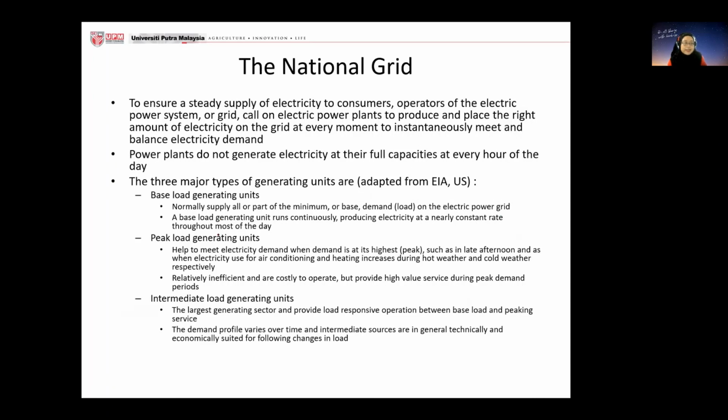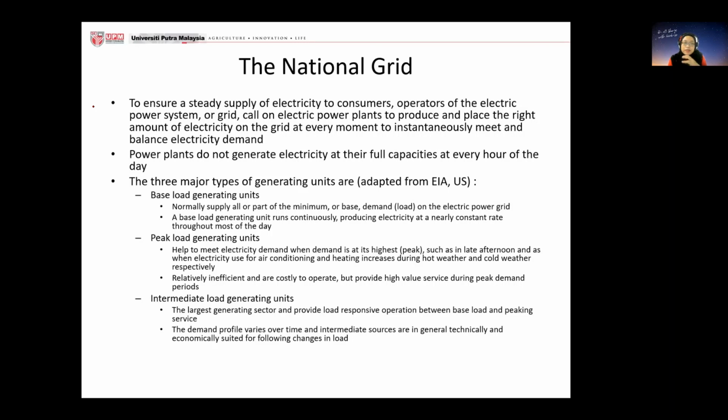So the national grid is our version of the grid, okay? And of course, the objective is to ensure a steady supply of electricity to consumers. Operators of the electric power system call on electric power plants to produce and place the right amount of electricity in the grid at every moment. And this is a very dynamic situation. Sudden demand must be instantaneously met and balanced. Okay, that is the challenge.